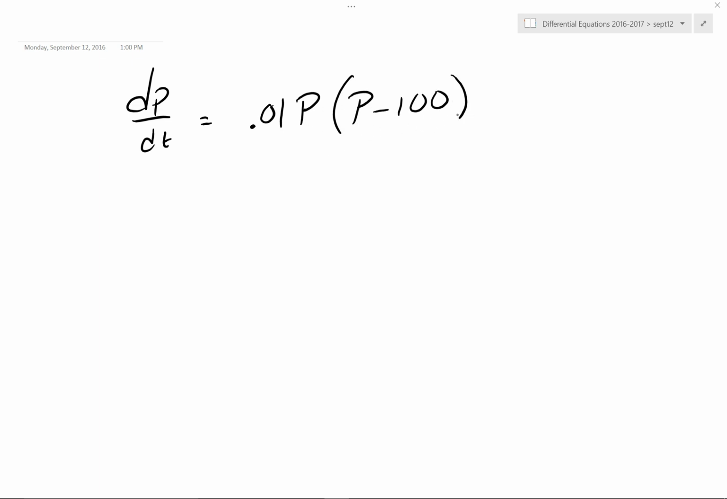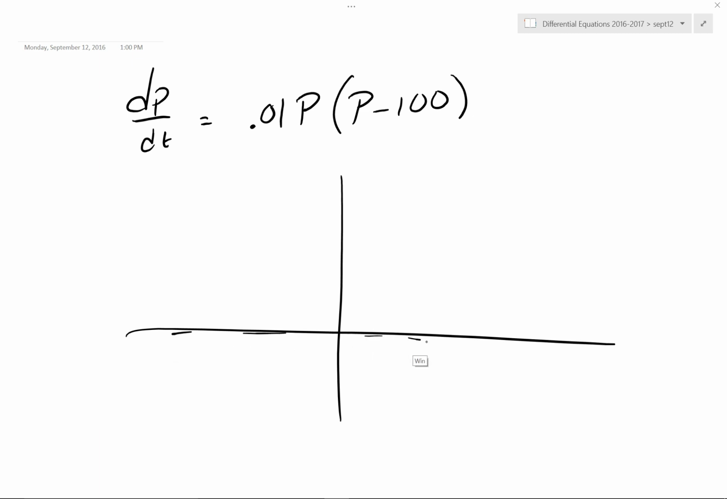Oh my gosh, it's almost the same problem. Notice that your equilibriums are in the same spots, 0 and 100. But this is weird. So check this with me now. Obviously we got a 0 here, right? And 100. So let's just look at them this way first.